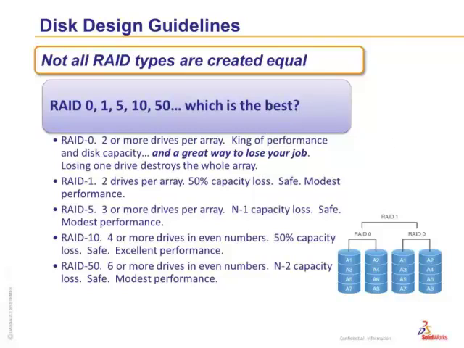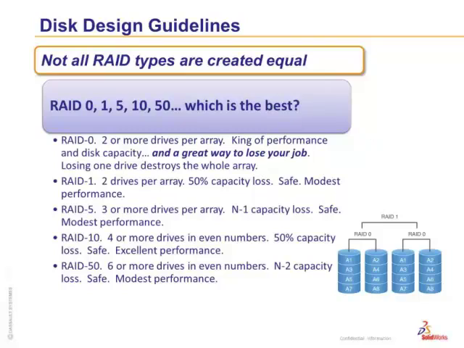So RAID 0, hopefully nobody's using that, but you can create those with 2 or more drives. The reason people will go to it is because from a performance and disk capacity standpoint, it doesn't get any better. They're really fast because the disk is basically spread out, and you can read and write to all those disks at the same time. But I've got it in bold there: it's a great way to lose your job. There's no redundancy in it at all. If you lose a drive, you lose everything. So you'll pretty much never see those in any kind of network environment just because of the risk that goes along with it.